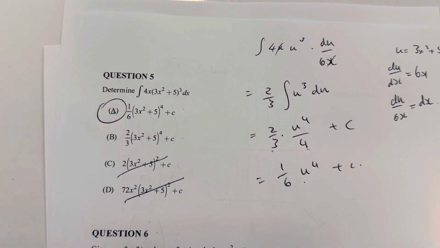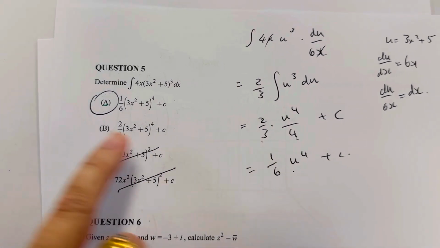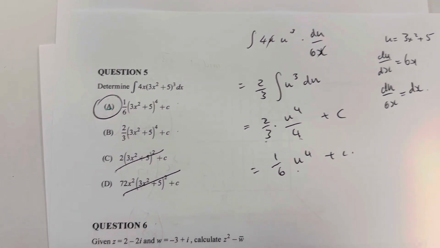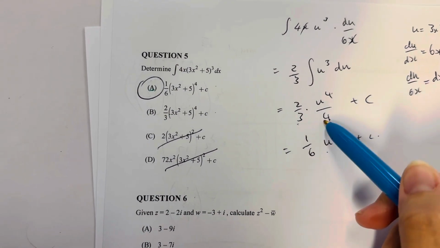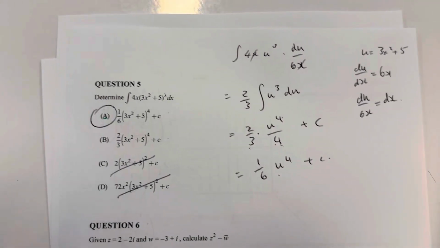If you didn't follow it through to the end, some people would be inclined to go with the 2/3. So that's why they had B as a 2/3, because it could have seemed reasonable, but it's actually a 1/6, because you've got to remember to bring the 4 down. So that's questions 1 to 5.